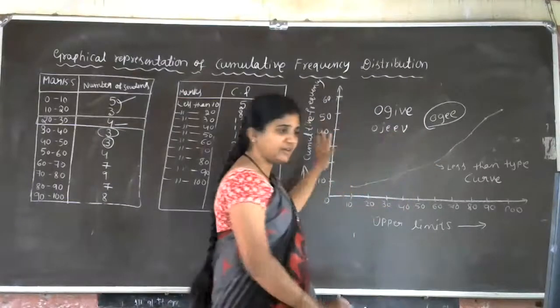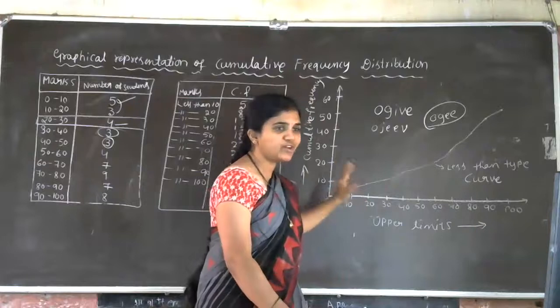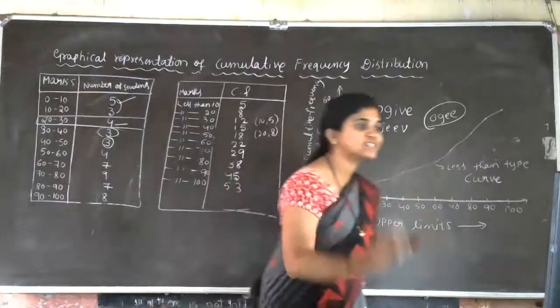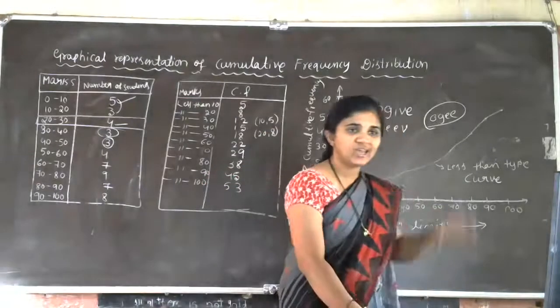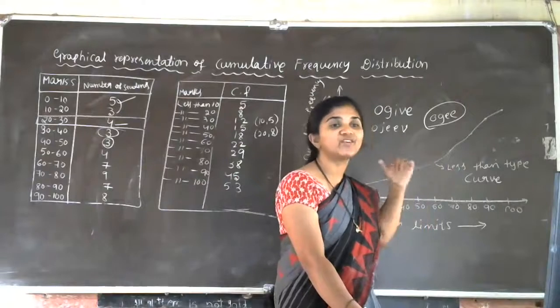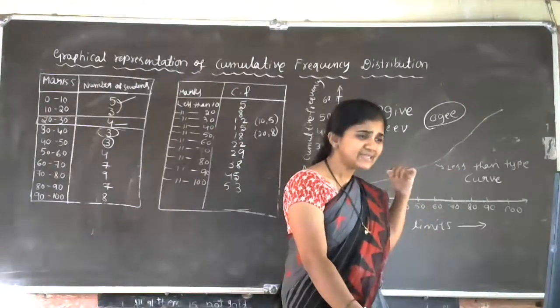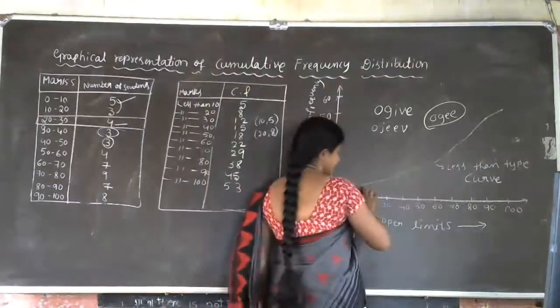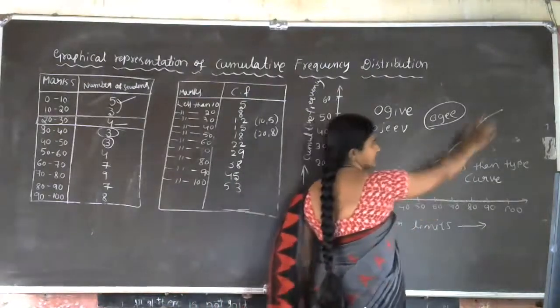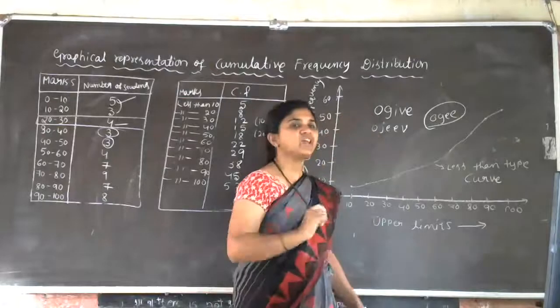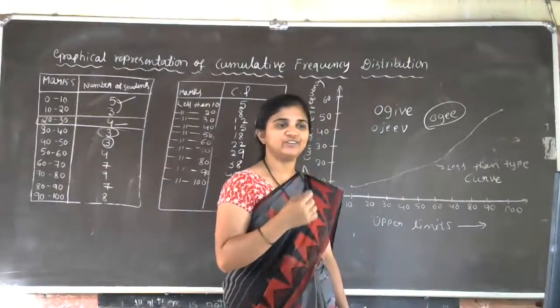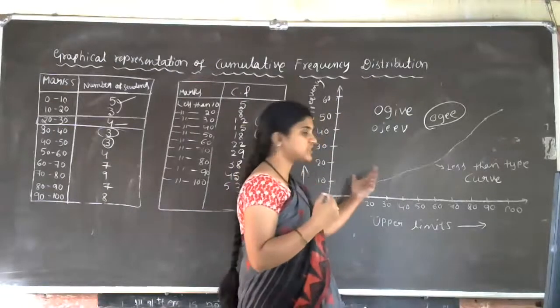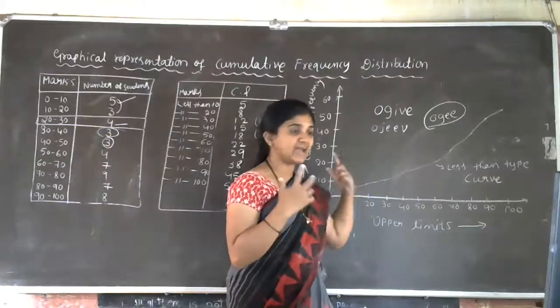Okay, so for the ogive, we are drawing this ogive in the normal answer sheets only. Is that clear? This is a smooth curve. Just we have to join all the points smoothly. Then you will get the ogive. Is that clear, students? So this is about the ogive of the less than type.